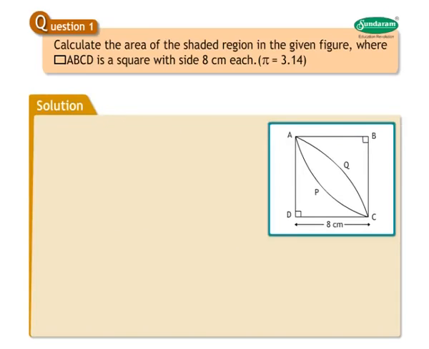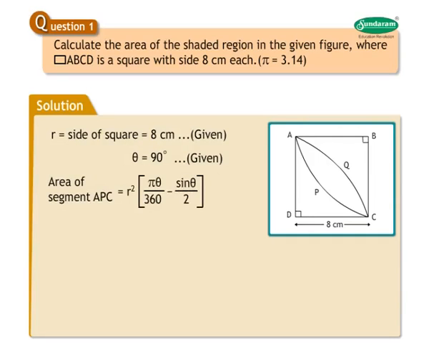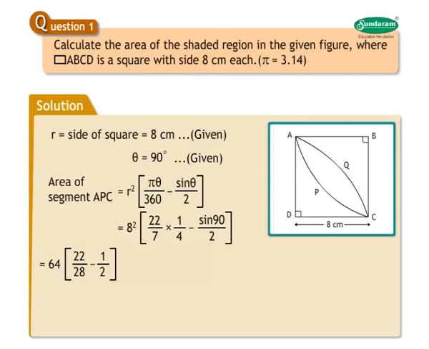Join AC and plot two points P and Q on opposite sides of the arc AC. Here, radius is equal to side of square, which is equal to 8 centimeters, and theta is 90 degrees, which is given. Thus, area of the segment APC is equal to r square into pi theta upon 360 minus sine theta upon 2. By substituting the values, we get 8 square into 22 upon 7 into 1 upon 4 minus sine 90 upon 2 is equal to 64 into 22 upon 28 minus 1 upon 2 is equal to 64 into 22 minus 14 upon 28.